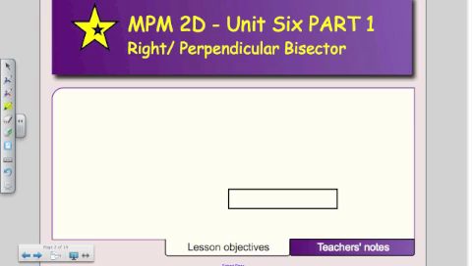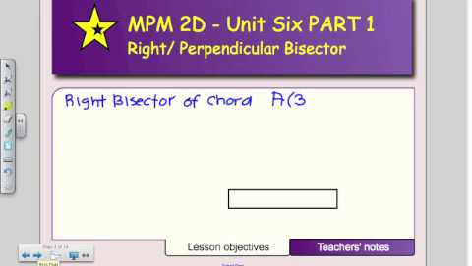Okay, let's do an example of this concept. So consider trying to find the right bisector of my chord AB, where A is (3, 1) and B is (1, -3). And I need to find the equation of this right bisector or perpendicular bisector. Okay, let's take it step by step.